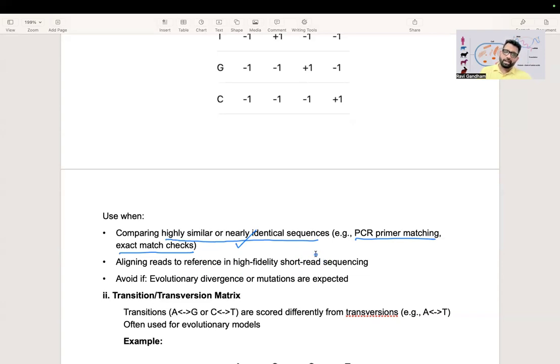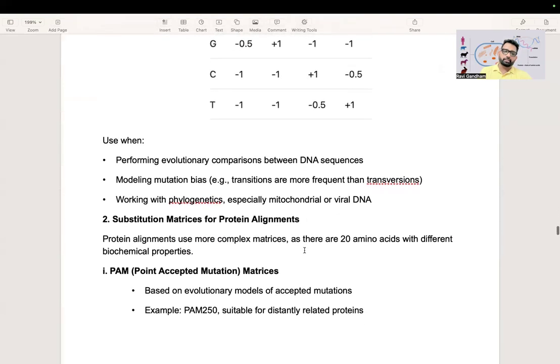And when is the transition or transversion matrix used? It is used when you are performing evolutionary comparisons between DNA sequences, or when you're modeling mutation bias, that transitions are more frequent than transversions. And when you're working with phylogenetics, especially with mitochondrial or viral nucleotide or DNA sequences.